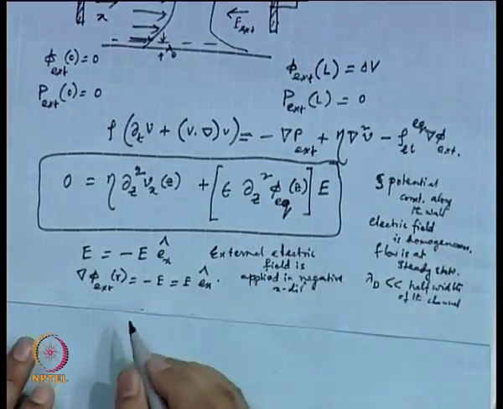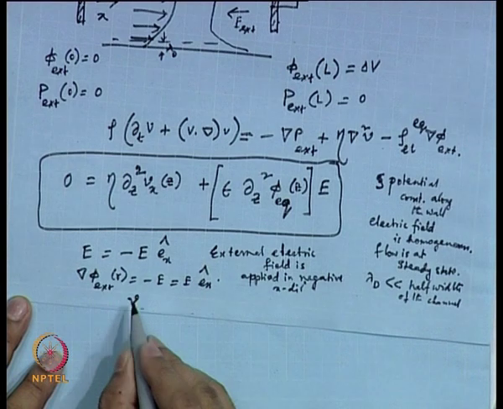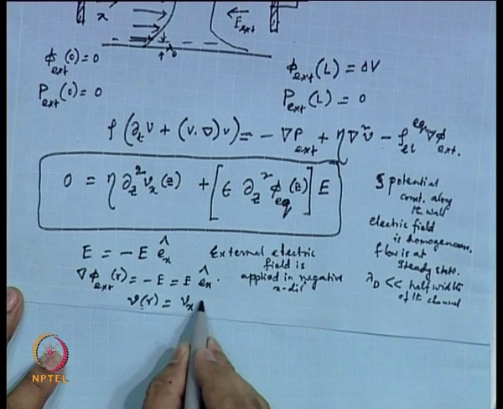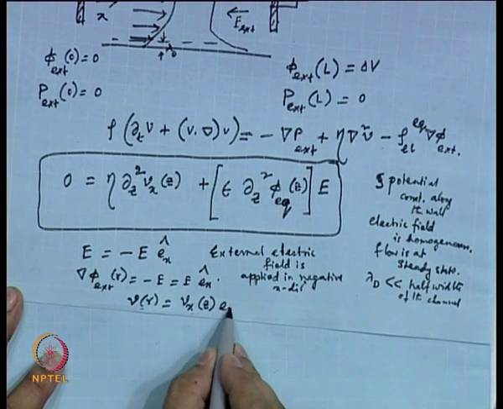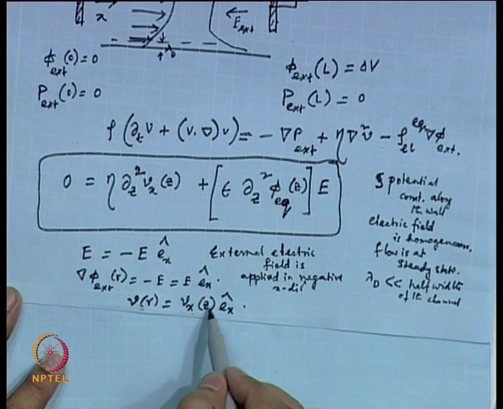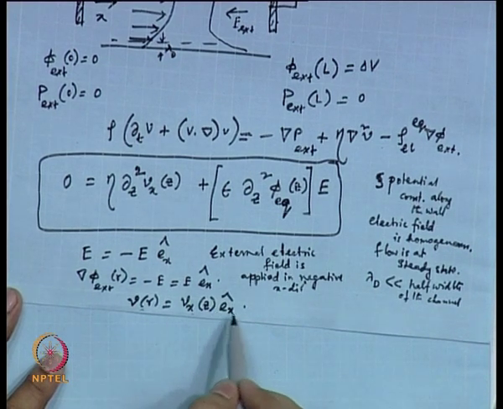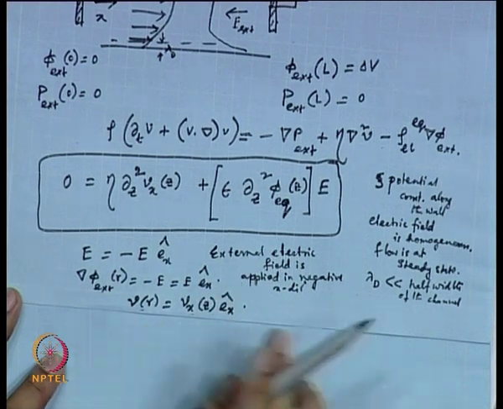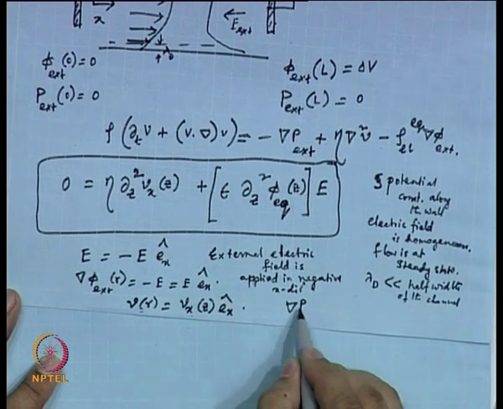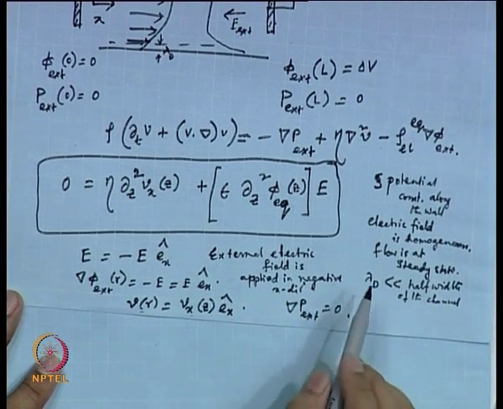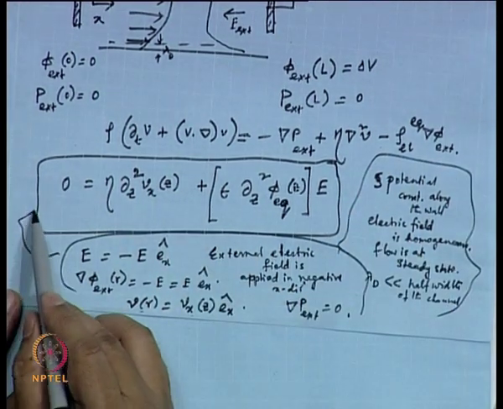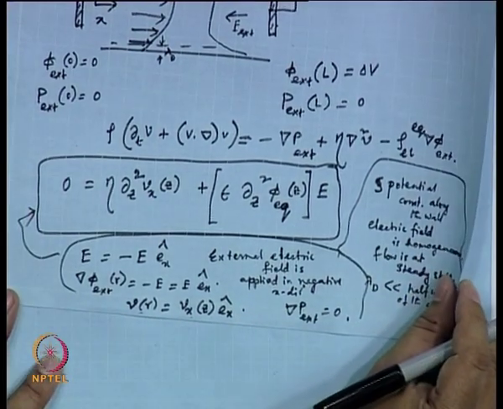And the other thing is that the velocity V is equal to V x, which changes with z, E x hat. That means velocity is only in the x direction, there is no other component. Okay. And delta p external is equal to 0, that we already assumed. So, with these assumptions and understanding, you ended up with this expression, Navier-Stokes in one dimension.